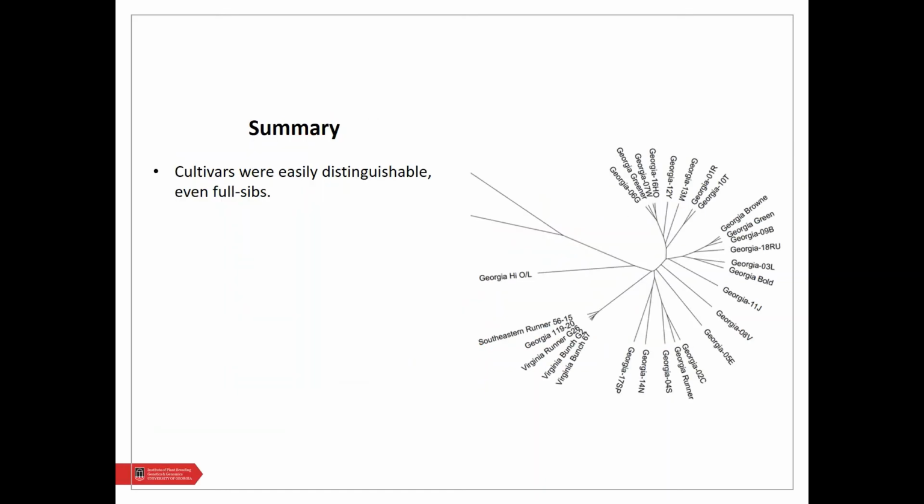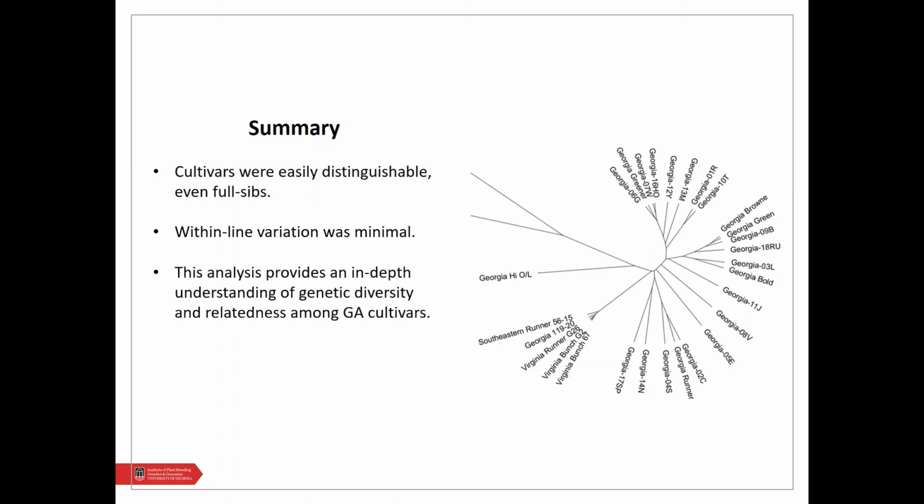To summarize this study, GBS was very useful for distinguishing between the elite set of cultivars we used, even some of those that were full sibs or reciprocal crosses. Within-line variation was minimal, which was a good thing to see. And this analysis provides an in-depth understanding of genetic diversity and relatedness among the Georgia cultivars, above that which pedigree alone is capable of. And this study really makes available this genomic information for future crossing decisions and sets the stage for genomics-assisted improvement.